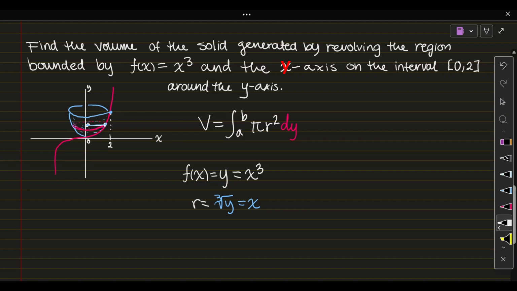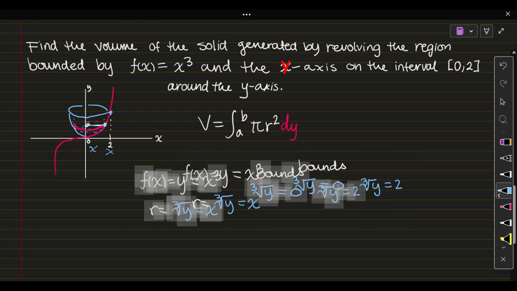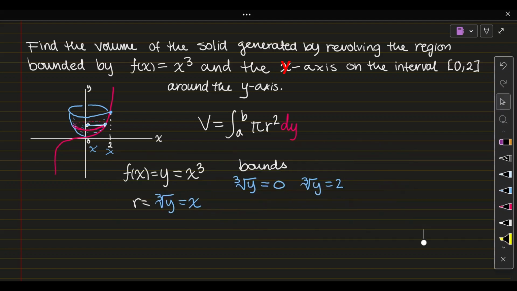Now for my bounds, I want to find when the cube root of y equals 0, and where the cube root of y equals 2, because remember, those are my x values. These are values in x, so I need to find when these happen in order to figure out what my bounds are. Let me move things over a little bit here. So solving this, y is equal to 0, and then cubing both sides, I get y is equal to 8.